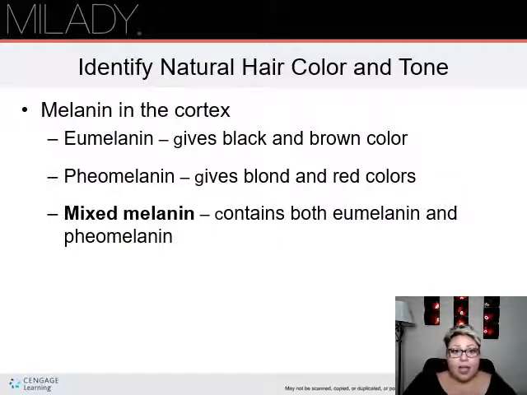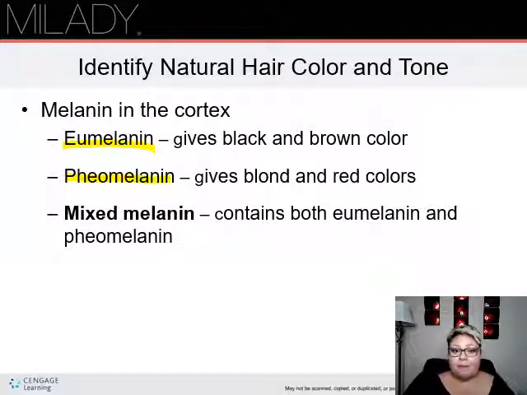So we've been talking a lot about melanin in the hair. Melanin is the natural pigment that gives our hair its color. Earlier, I told you that the degree of lightness or darkness in the hair is determined by either the type of melanin or the amount of melanin that the client has. What do I mean by type of melanin? There are two types. We have eumelanin, which gives our hair its black and brown color. We also have pheomelanin, which gives our hair the blondes and the reds.